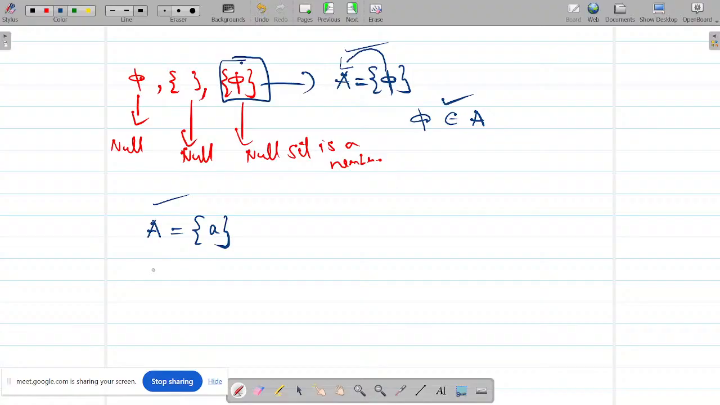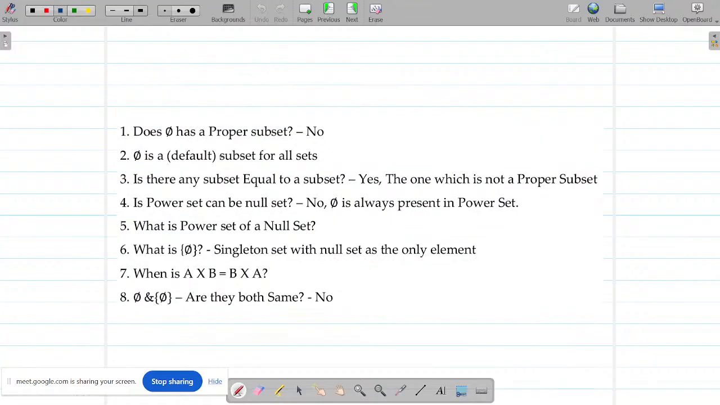Can you vary the n and find the number of subsets here? You know how to form the subsets. Take n. What is n of A? 1. So you have to vary n. N is equal to 0. N is equal to 1. When n is equal to 0, what do you get? Null set. So null set by default it will be there. In whichever set you talk about, null set will be there. So null set is a default subset. I have this question here: null set is a default subset for all sets. So the second one is answered.